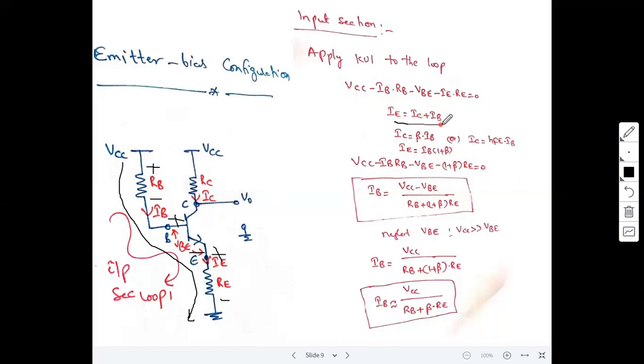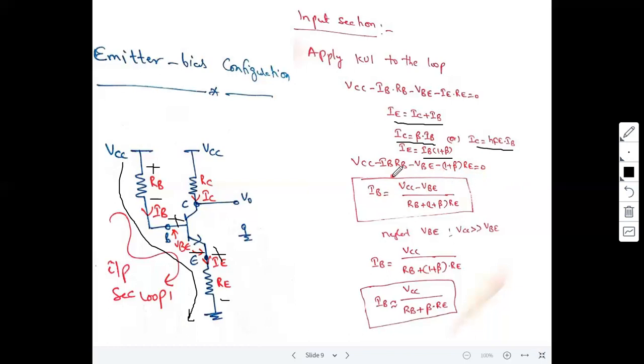What is IE? IE is equal to IC plus IB. Then already we know that IC is equal to beta times IB, or hFE times IB. Then IE is equal to IB times (1 plus beta). So the emitter current is IB times (1 plus beta). Now substitute this condition: VCC minus IB RB minus VBE minus (1 plus beta) IB RE is equal to 0.